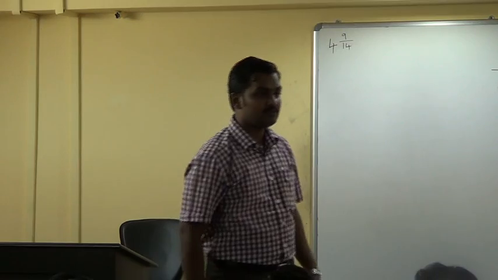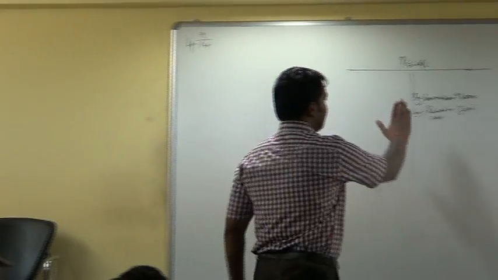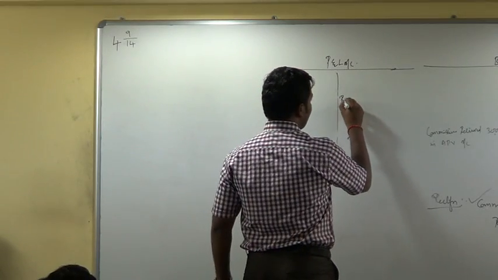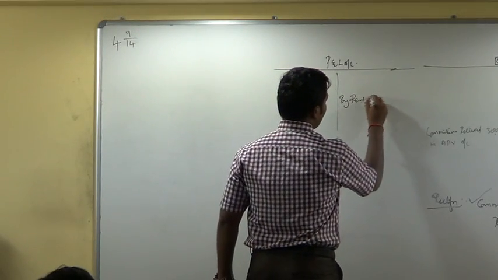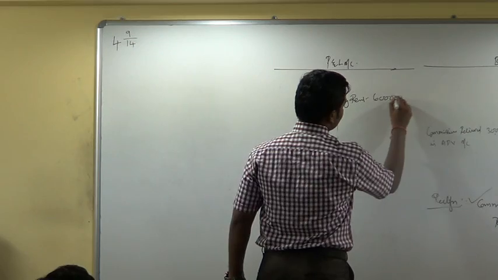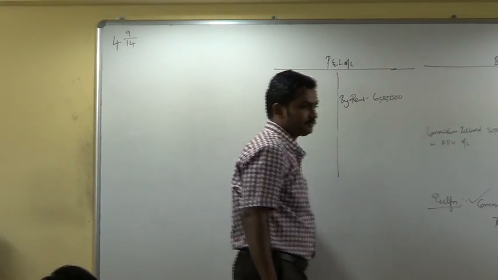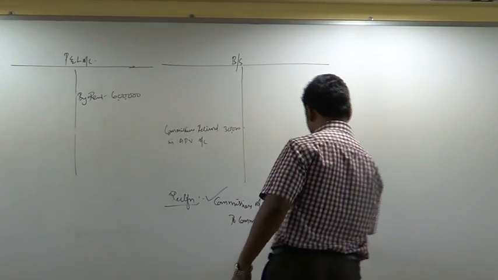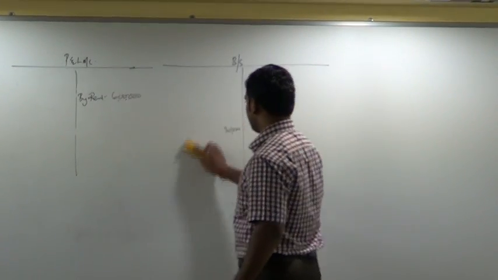So where will you show rent? Rent is indirect income. You will credit it to the profit and loss account. By rent, 6 lakhs.